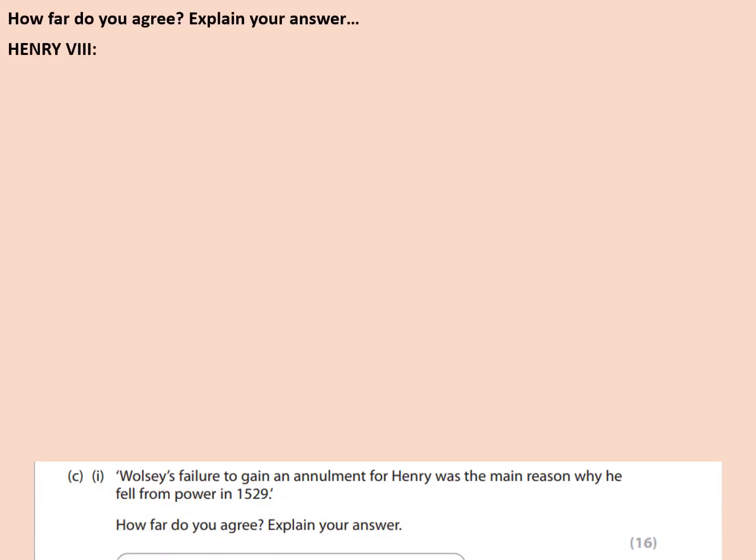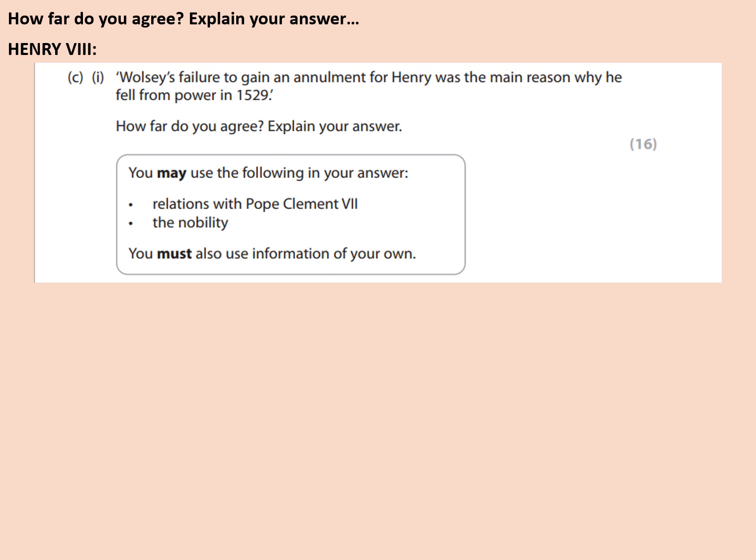But what if you're studying Henry VIII? Wolsey's failure to gain an annulment for Henry was the main reason why he fell from power in 1529. How far do you agree? Explain your answer. You may use the following in your answer: relations with Pope Clement VII and the nobility.